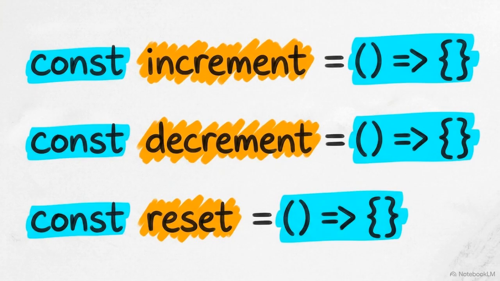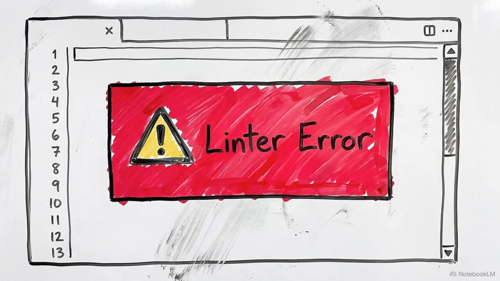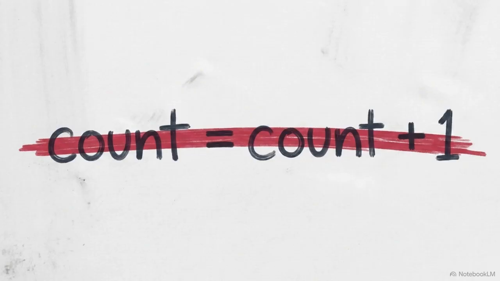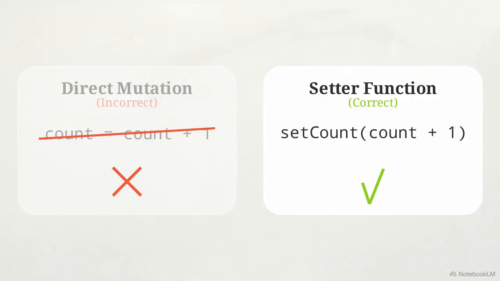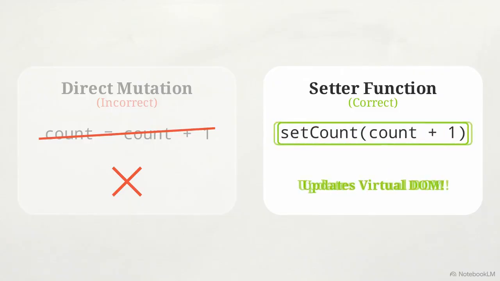Now with our state, we need 3 JavaScript arrow functions for our interactive logic: an increment function, a decrement function, and a reset function. When writing these functions, there is a strict rule you must follow. You cannot attempt to mutate the state variable directly using basic math operators like count equals count plus 1. This graphic demonstrates the correct methodology. The direct equation on the left fails to notify React of the change. On the right side, we calculate our new value inside the parentheses and pass it directly into the setter function.